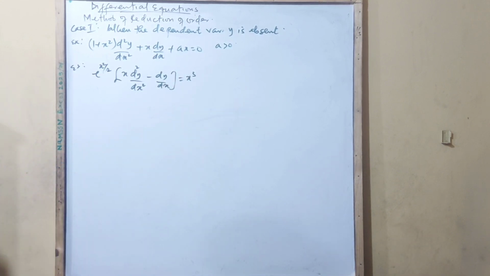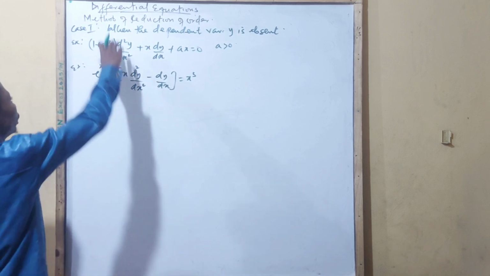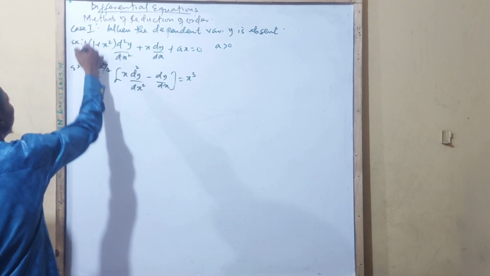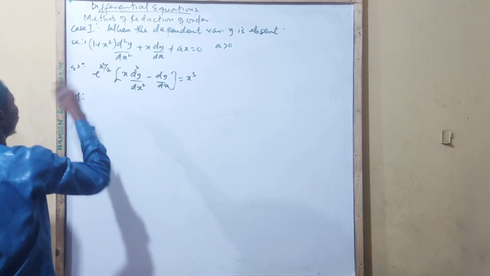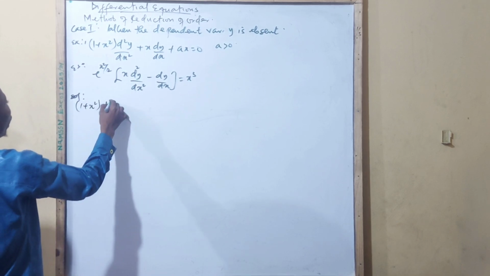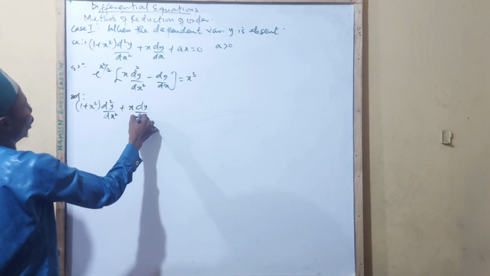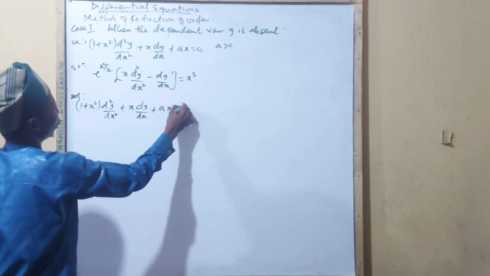Look at this kind of differential equation too. You observe that there is no y. So I'm going to solve these 2 examples based on this case 1. So let's say this is 1, this is 2. Solution to the first one. So we are solving (1 plus x squared) d squared y/dx squared plus x dy/dx plus ax equals 0.